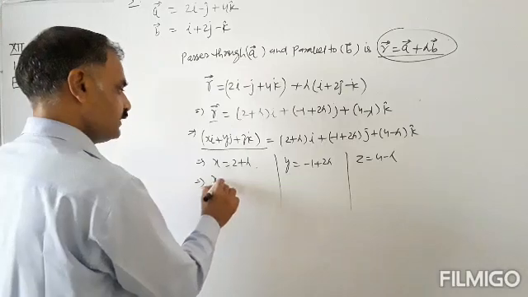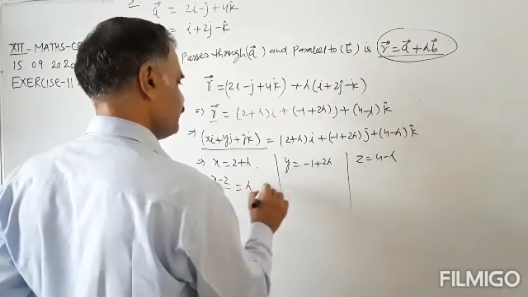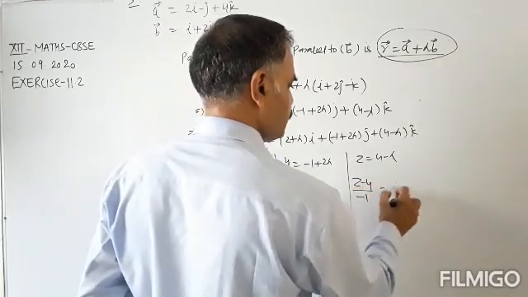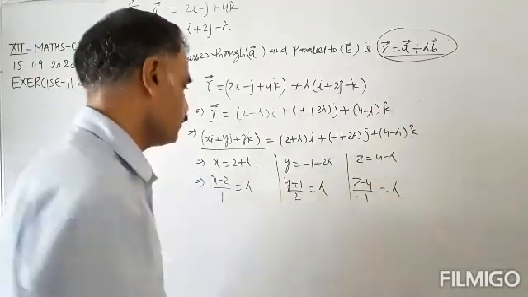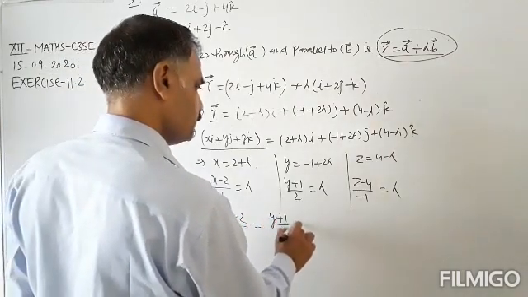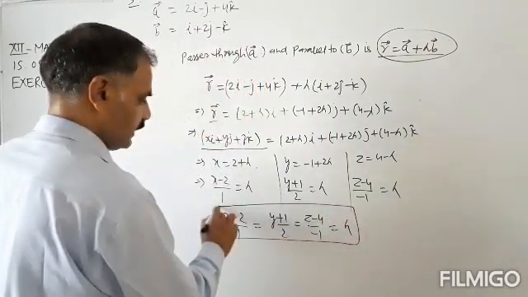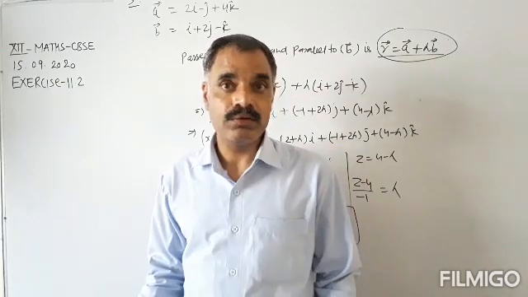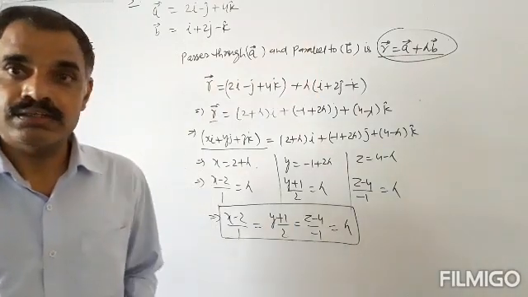Okay. So (x minus 2) upon 1 is equal to lambda, (y plus 1) upon 2 is equal to lambda, (z minus 4) upon minus 1 is equal to lambda. Okay, all these are the values of lambda, that is why (x minus 2) upon 1 equals (y plus 1) upon 2 equals (z minus 4) upon minus 1 equals lambda. So this is the equation of line in three-dimensional space, in Cartesian form or symmetrical form. Okay, so in this way we can find the equation of line.